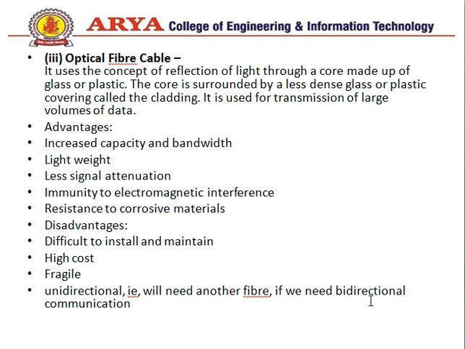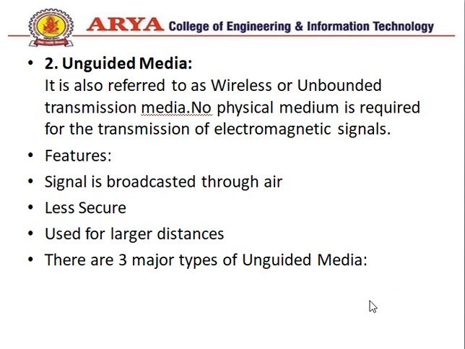Advantages: increased capacity and bandwidth, lightweight, less signal attenuation, immunity to electromagnetic interference, resistance to corrosive materials. Disadvantages: difficult to install and maintain, high cost, fragile, unidirectional, that is, we will need another fiber if we need bidirectional communication. So these are the advantages and disadvantages of optical fiber.